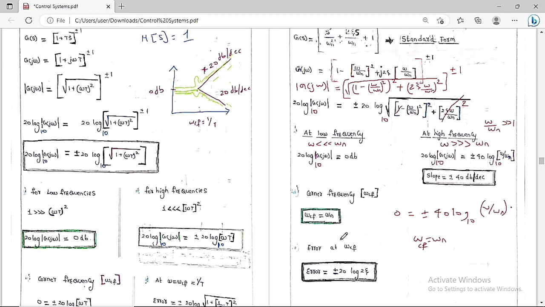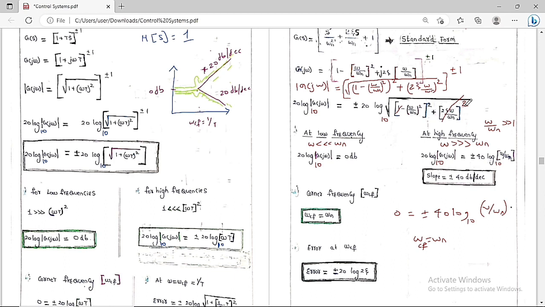And what is the exact value at the corner frequency, the cutoff frequency, that I want to figure out? We always used to say corner frequency. To find the exact value at the corner frequency, in this exact equation, just substitute omega is equal to omega n. Then if you simplify, here omega n cancels, both are going to cancel. So 1 minus 1 is 0, and 0 square is 0.